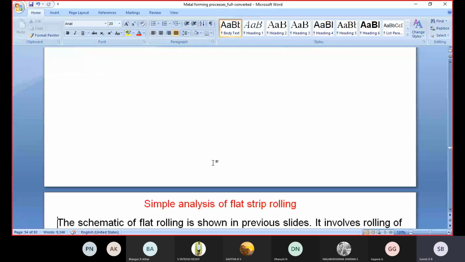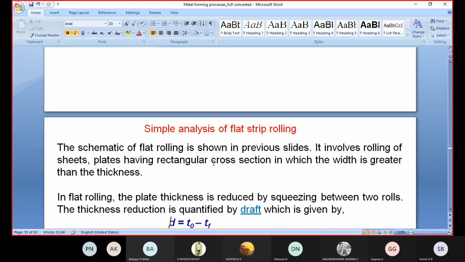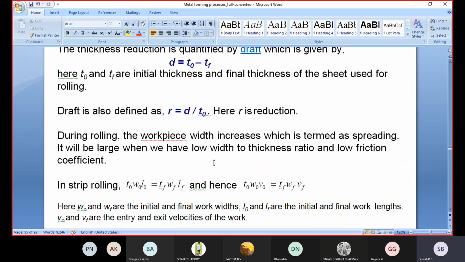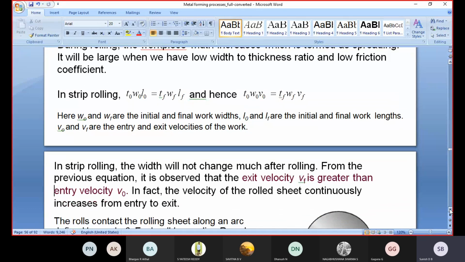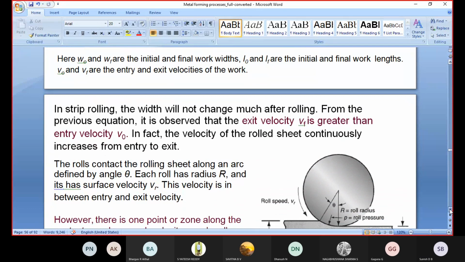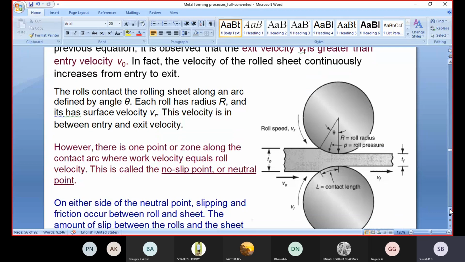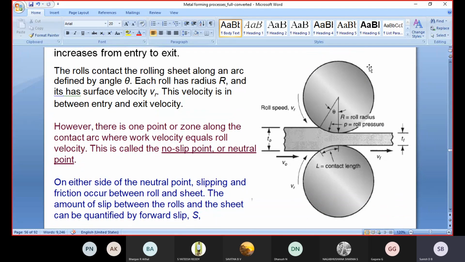Then this one does not require any formulas because it is not in our syllabus. Then this one is very important. This is the upper roller, this is the lower roller. In between the two rollers, the material is introduced. Due to the compressive force of these two rollers, the material is compressed and reduced in thickness.